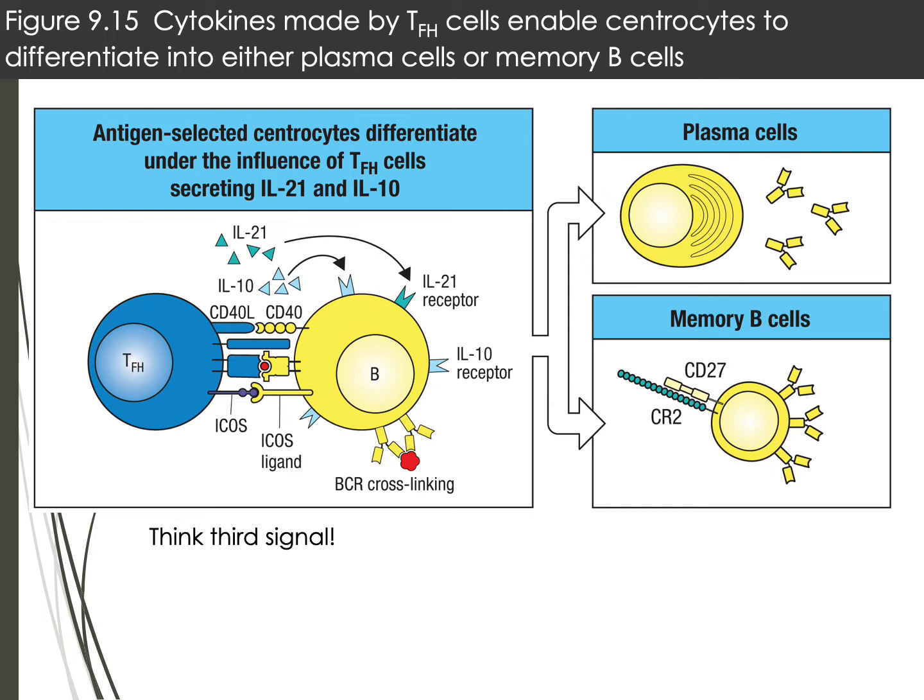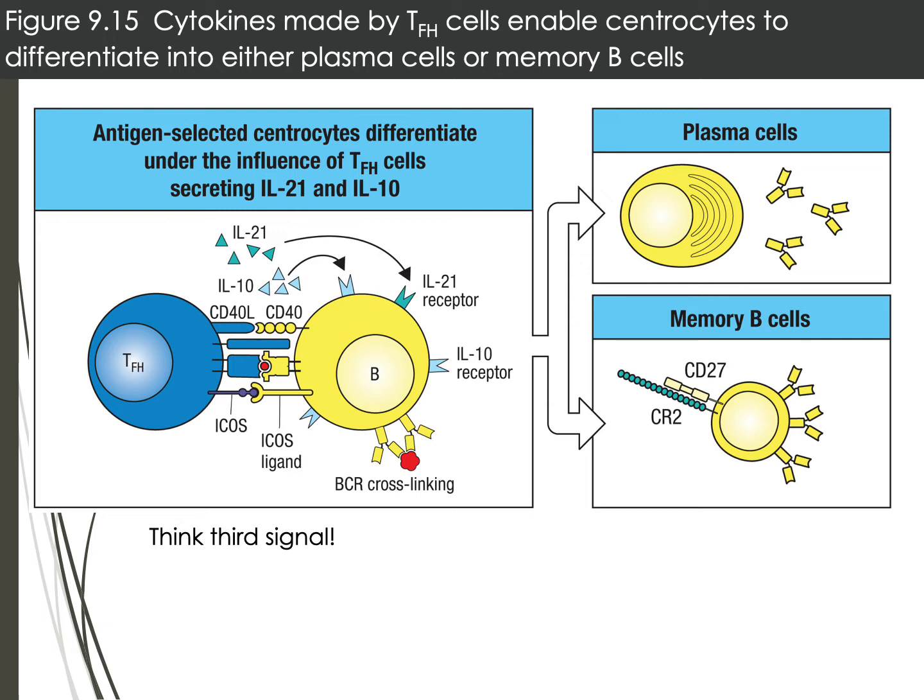And so again, cytokines, so important. You can see here how that T follicular cell is producing cytokines, producing signals, so that it's going to enable this B cell, this centrocyte, to differentiate into either a plasma cell or a memory cell. Again, keep in mind, plasma cells are going to be secreting antibodies. Memory cells are going to be able to differentiate into different types of B cells, but they can be recalled, right? So they can be recalled and then differentiate into plasma cells if needed.